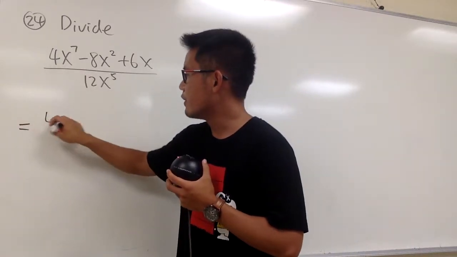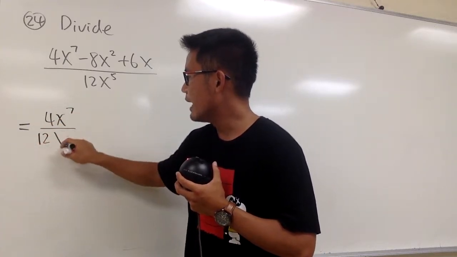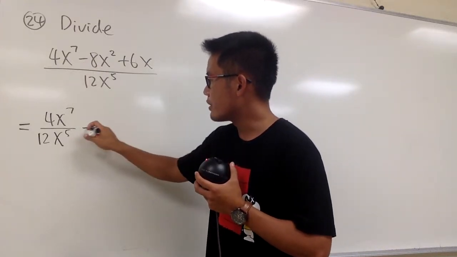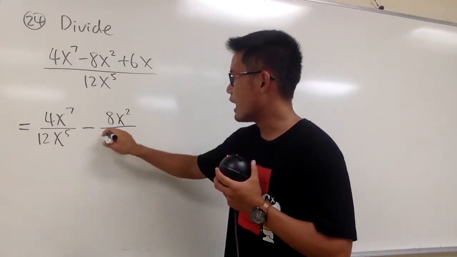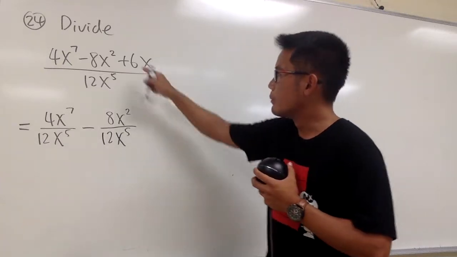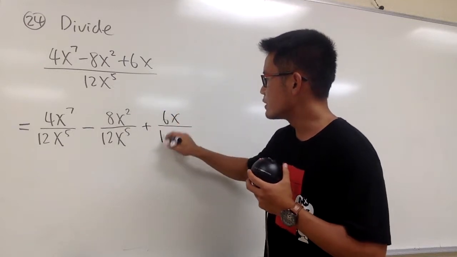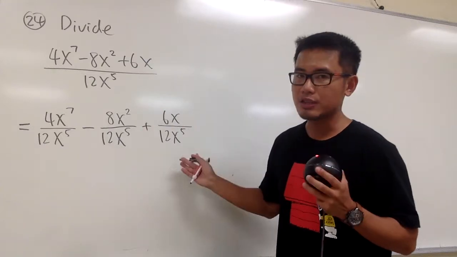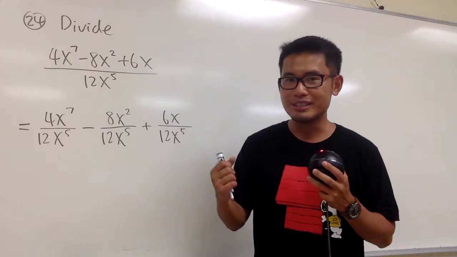First, we take this right here, 4x to the 7th power, and then we divide this by this, 12x to the 5th. And then next, we continue. Put on the minus right here, and then we have the 8x squared, and then we divide this by 12x to the 5th power. And then one more. Put on the plus, and we have the 6x right here over that, which is 12x to the 5th power. And after we split these fractions, we can just focus on one at a time and then reduce them, right?